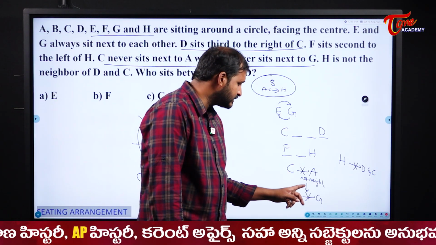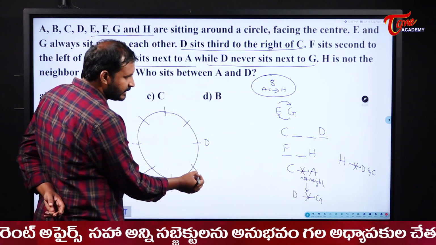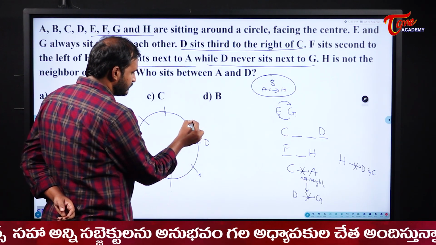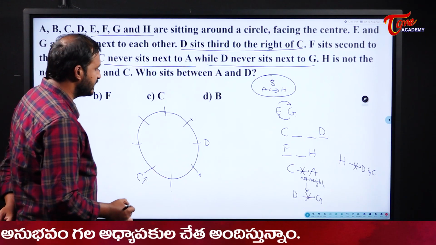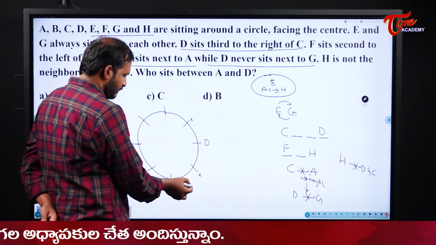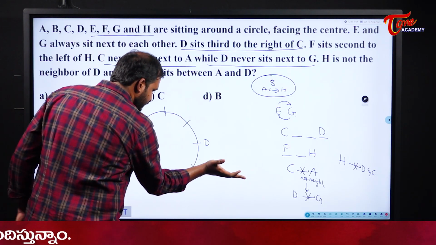What he was telling us, D's neighbors: G cannot be seated here and here. Very clear. G cannot be seated here and here, and at the same time, H cannot be seated here. Why? Because, now please see here where I can place H. That is the first logic which we need to go with.